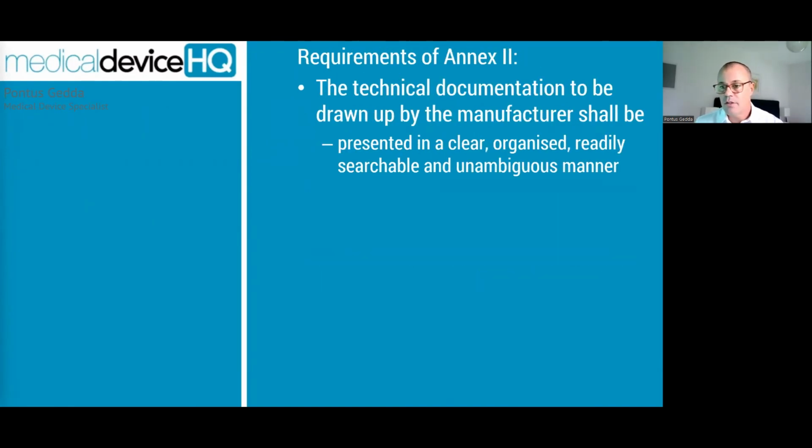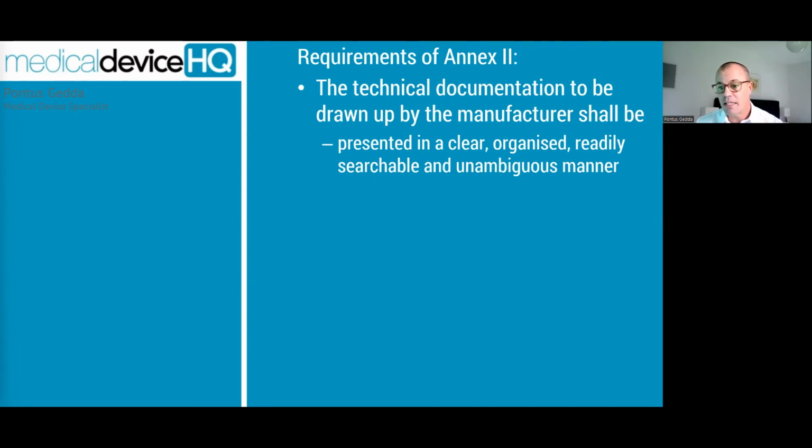And before we get into the details of what must be included in the technical documentation according to those annexes, I would like to highlight this requirement from Annex 2. It says that the technical documentation shall be clear, organized, readily searchable, and unambiguous. Those of you that already have technical documentation set up, you might need to carefully consider if you're actually fulfilling all those requirements.